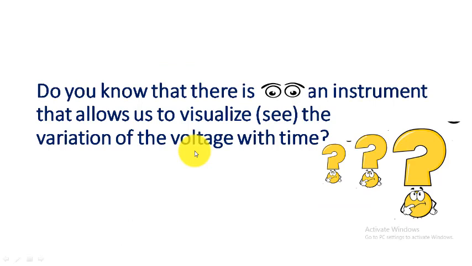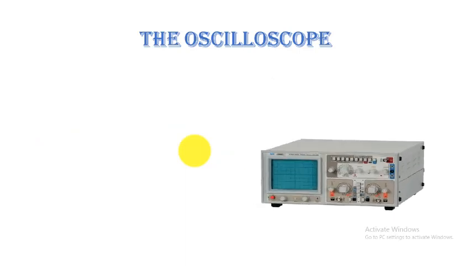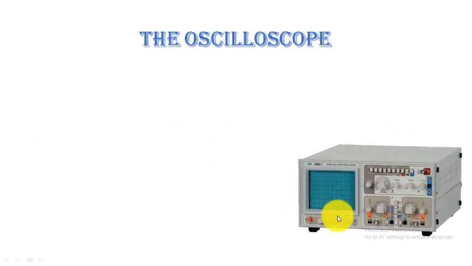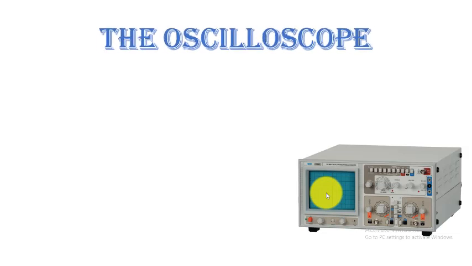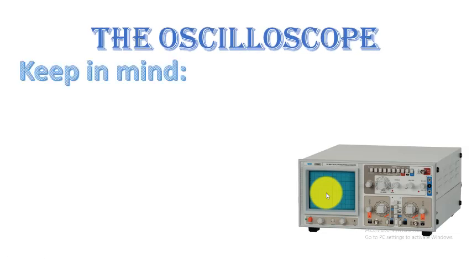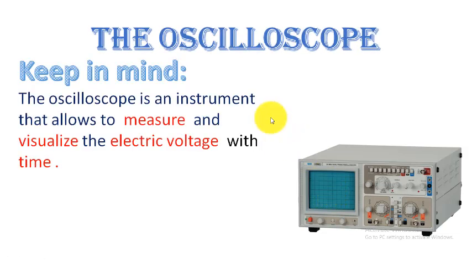My dear students, do you know that there is another instrument that allows us not only to measure the voltage but also to visualize it? Yes, we have. It is the oscilloscope. This oscilloscope is an instrument that allows us to do both functions, to measure the voltage and to see this voltage on the screen. So please keep this in mind. Start copying it in order to memorize it.